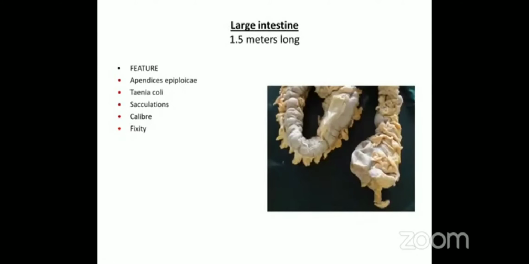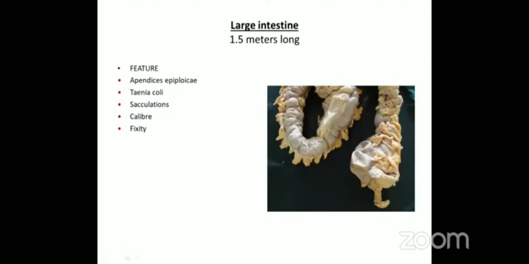So the three main features of the large intestine that you should know are the appendices epiploicae, taeniae coli, and sacculations or haustrations. So what are appendices epiploicae? These are yellow fat-filled areas. This is the peritoneum containing fat, and these are called appendices epiploicae.